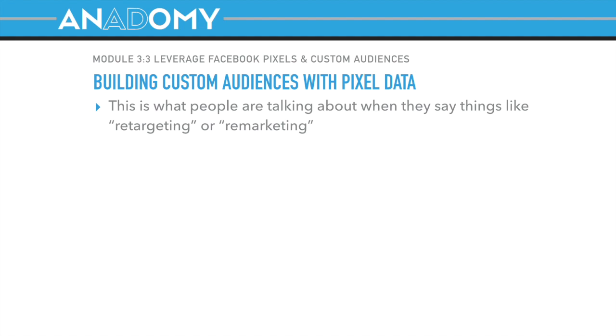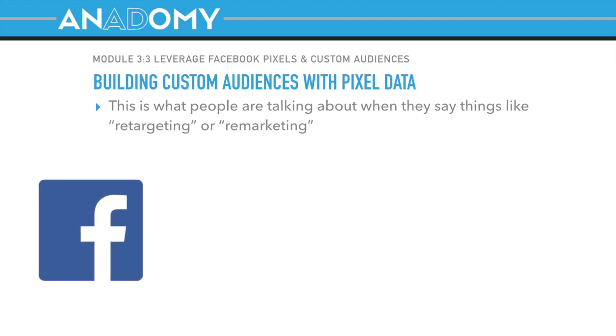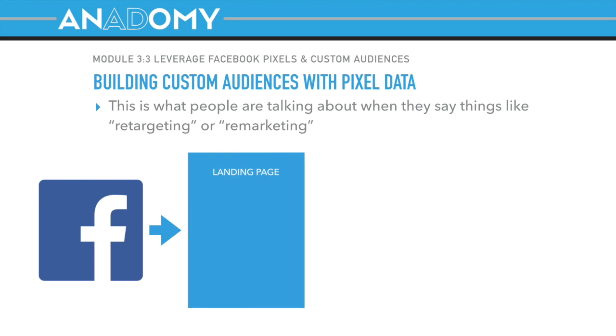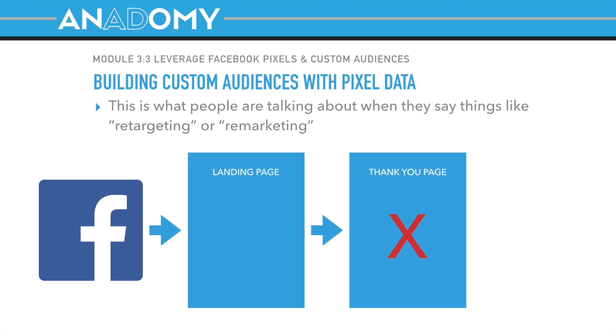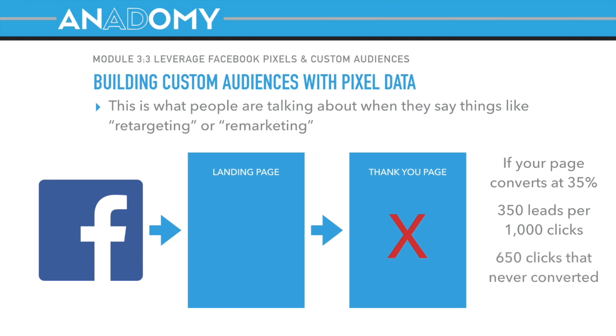The example I'm going to show you is for a traditional lead generation campaign from Facebook. Obviously, your ad will appear on Facebook, people who click on it will arrive on your landing page, and people who convert on your landing page will then be redirected to a thank you page. Now in this really simple example, let's assume that your page is converting at 35%. That means for every 1,000 clicks that your ad gets, you're going to get 350 leads. But what it also means is that there's 650 people who clicked your ad, got to your landing page, but never actually converted.